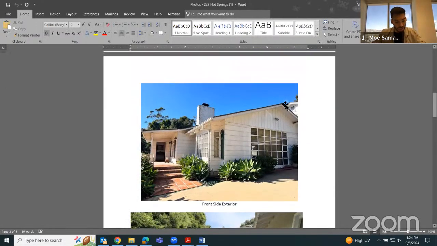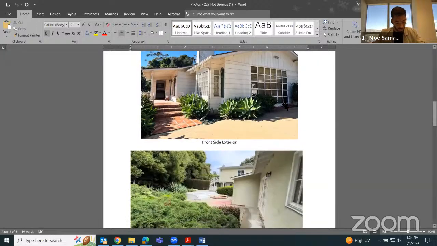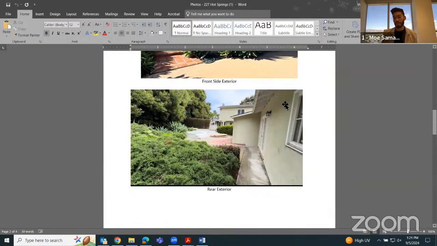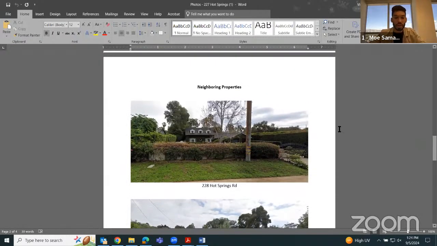On this next page here, this is the front side exterior. On the left side of it, you can see where the actual entrance to the property is. The property has this decorative plywood siding at the moment. And the next photo will show the rear exterior of the property. The following photos after these will show what the neighborhood looks like. So these are the properties.